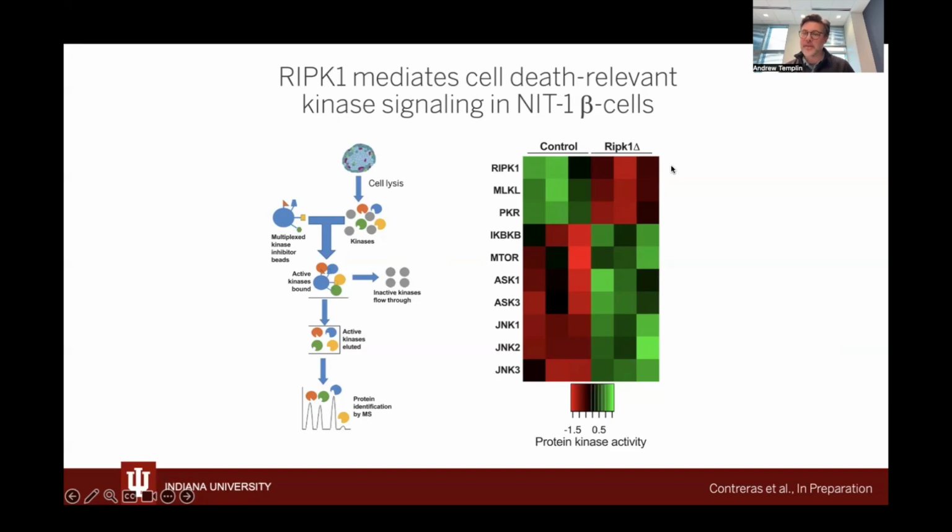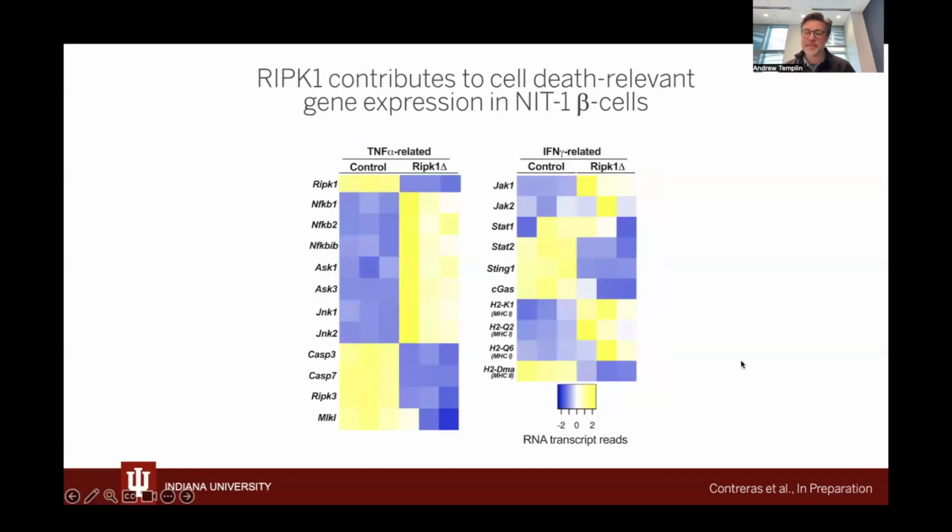We also found several other hits here, which include MLKL, an effector of necroptosis, PKR, and an upregulation of certain kinases, including IKB, mTOR, ASK, which is apoptosis signaling kinase, and JNK kinases.